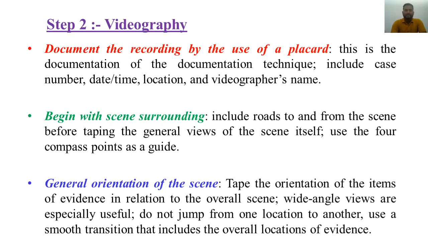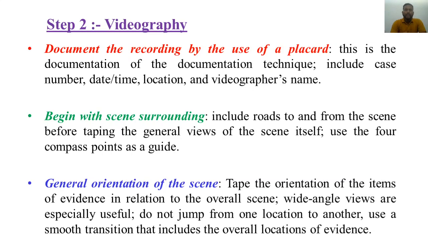So first step is document the recording by use of a placard that includes the case number, date, time, location, and videographer's name. Second point is begin with the scene surroundings, include roads to and from the scene. Before taping the general views of the scene itself, use the 4 compass points as a guide.